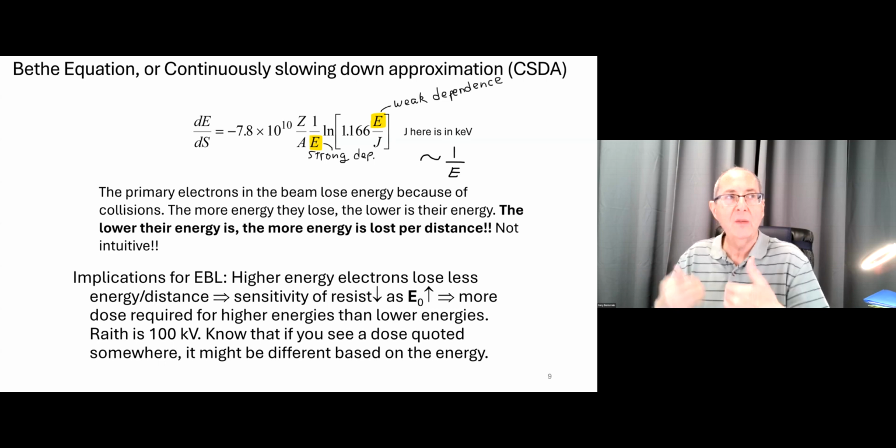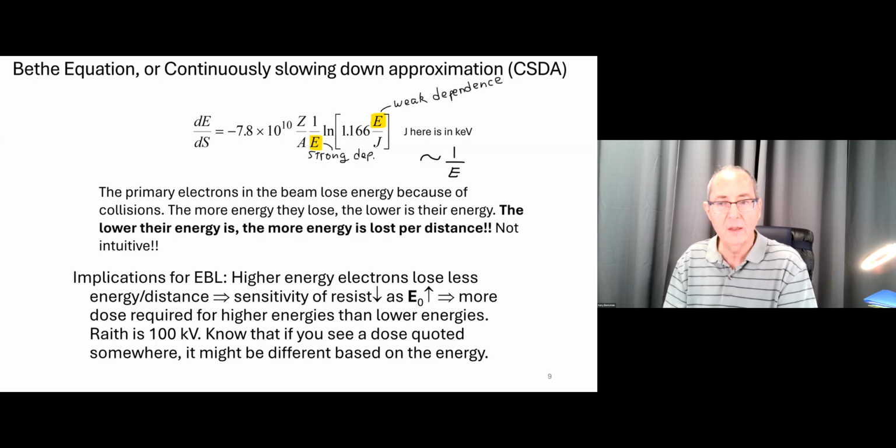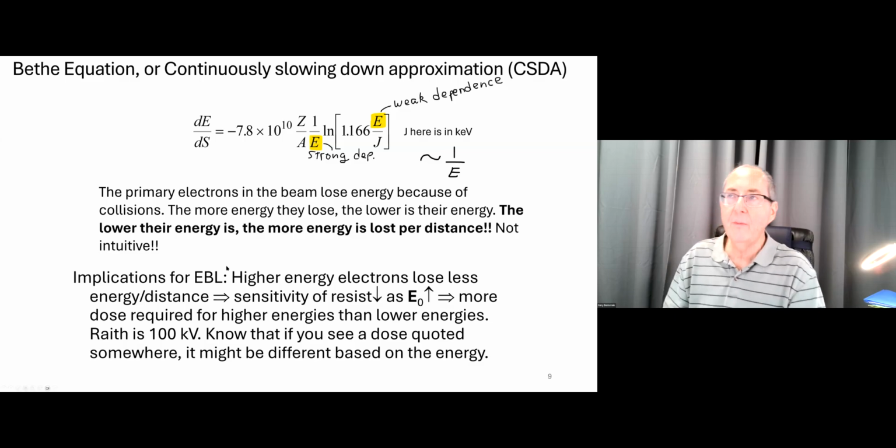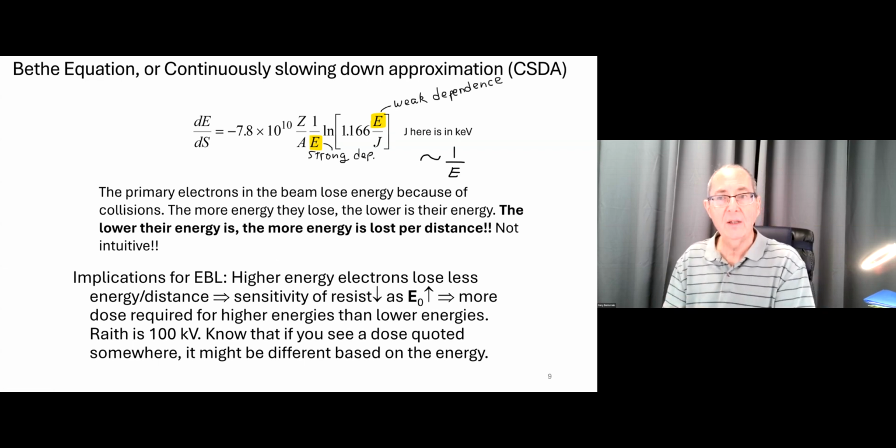energies, because you can't expose resist unless some electrons somewhere give up their energy and do something to those bonds to break those bonds, or whatever it is they're going to do chemically to expose the resist. And since there's very much less change in energy at high energies, you just simply need more electrons to affect those changes in the resist. So in general, resist sensitivities go down as energy goes up.